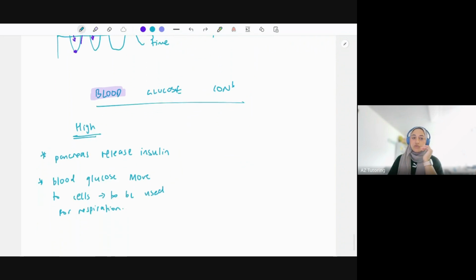But what if you don't need it for respiration? What if you don't need that energy at the time? Maybe you might be sleeping and your pancreas is releasing insulin to lower your blood glucose concentration. So what will happen at that point? Any excess glucose is stored as glycogen.